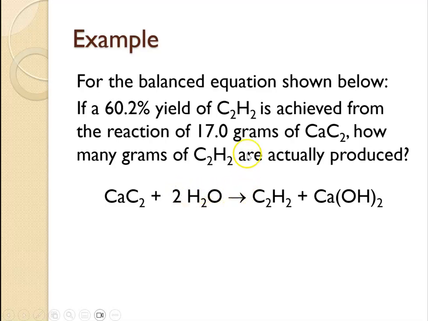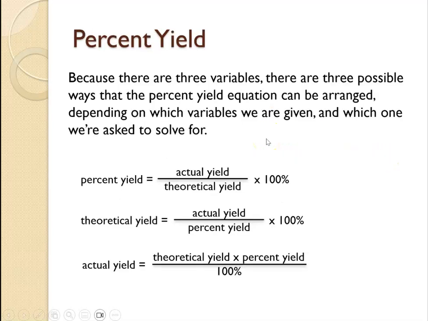Okay, so here's the setup. We've got this balanced equation. If a 62% yield of acetylene is achieved from the reaction of 17 grams of calcium carbide, how many grams of acetylene were actually produced? So this is not an unusual question, but it's different from a straightforward percent yield calculation, because what we're actually being asked for here is the actual yield. So if we go back, we're being asked for the actual yield here. In order to calculate the actual yield, we need to know the theoretical yield and the percent yield.